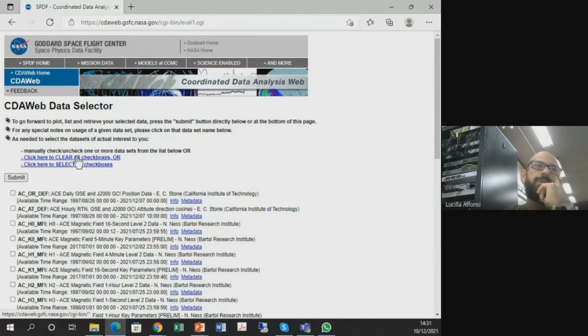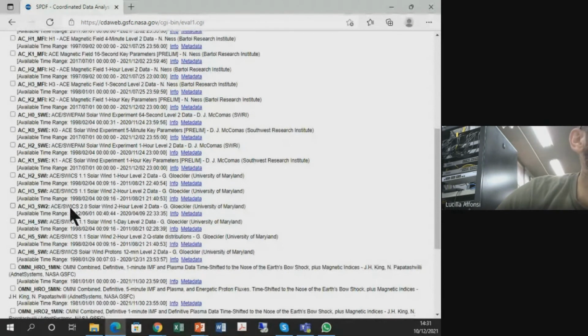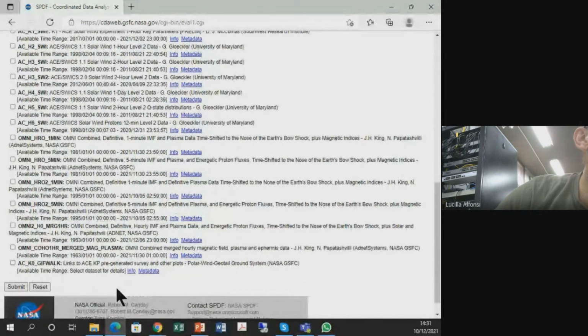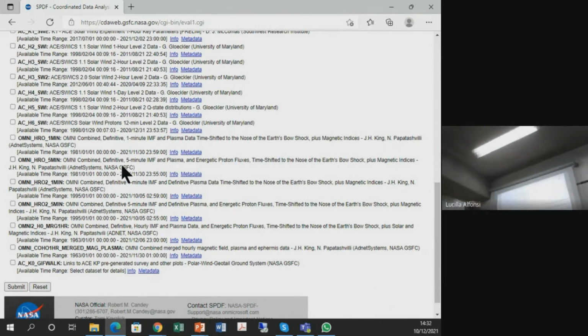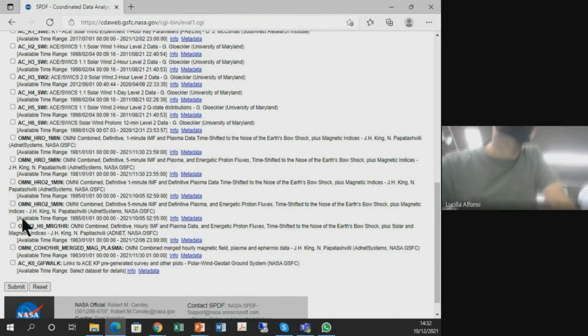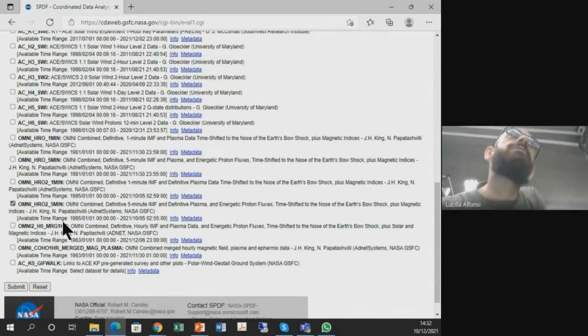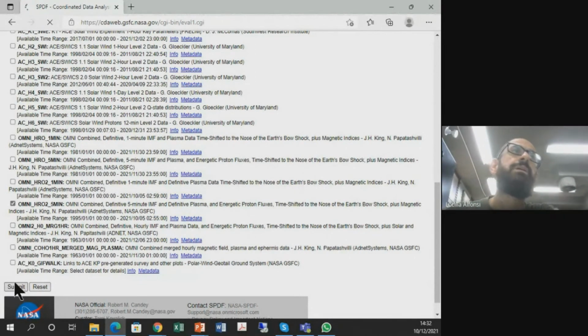So we can select all the stuff, and we can select the Omni, for example. It's Omni 5 minutes data. This one gives us the 5-minute IMF data and some plasma and solar wind parameters. So submit.